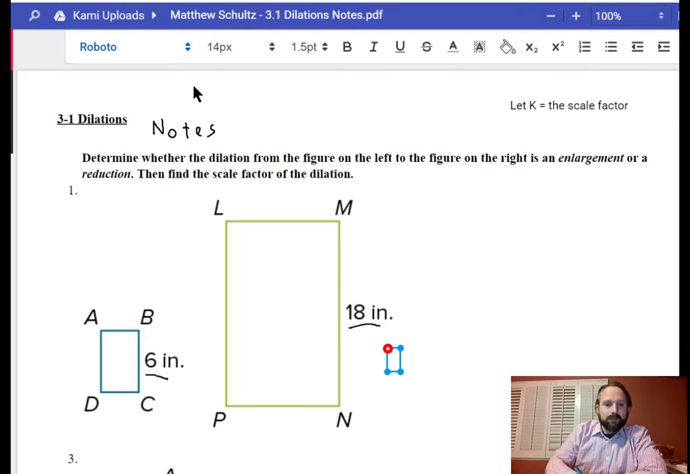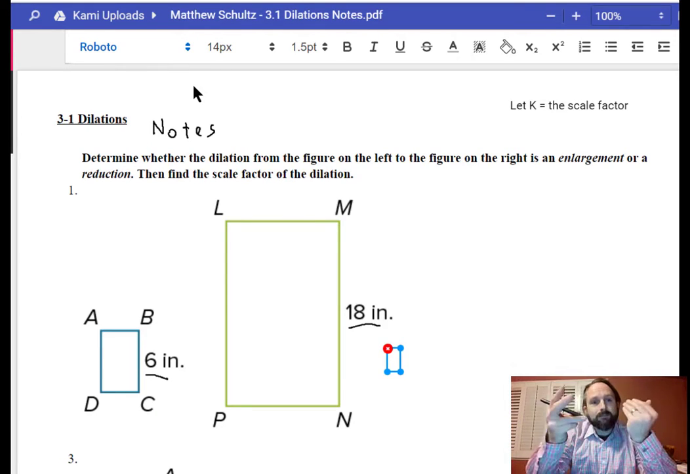So when we look at this, for example, it says, hey, from the left to the right, is it an enlargement? Is it a reduction? And what's the scale factor? Now, you don't look at the shape itself. You just have to look at the information they give, like how long is the length in comparison to the length they give on the other one.